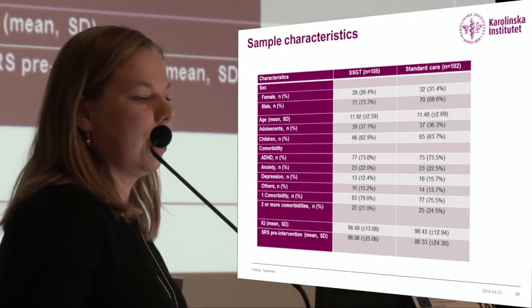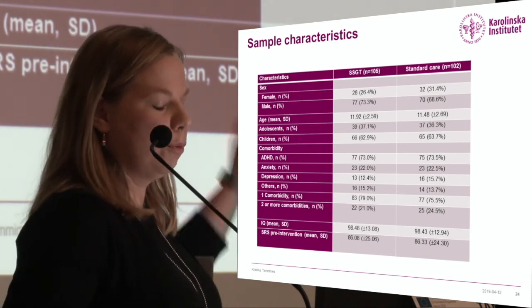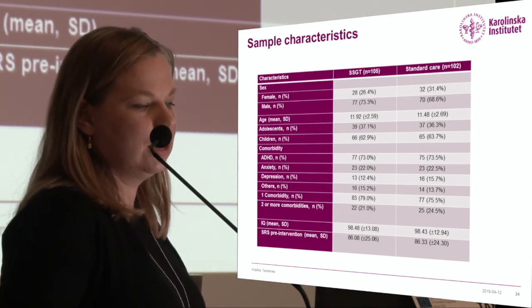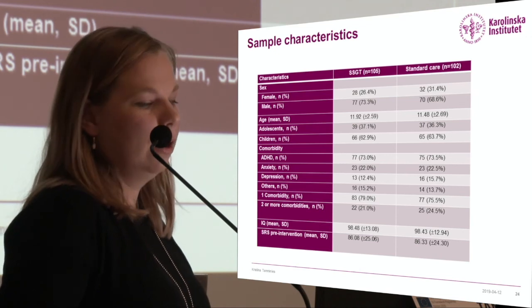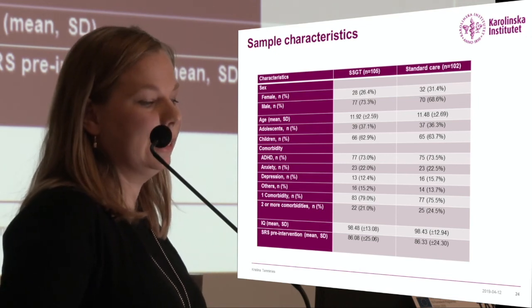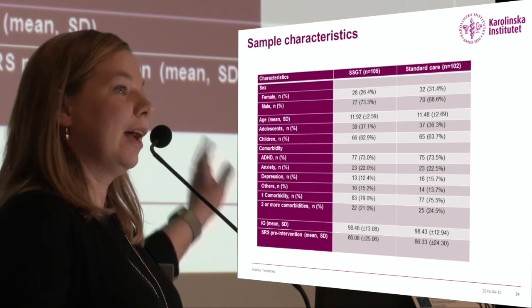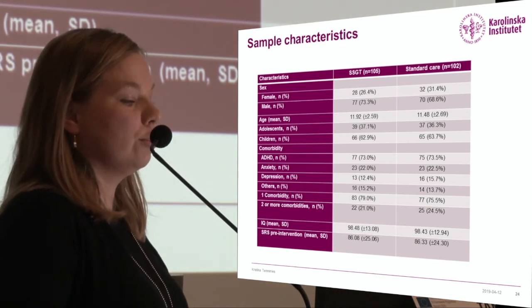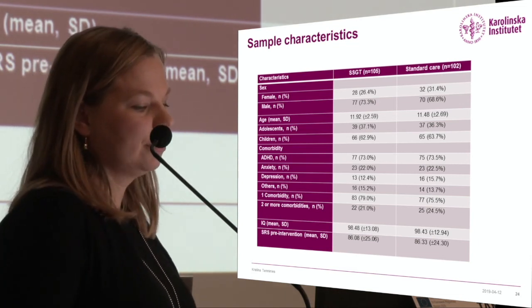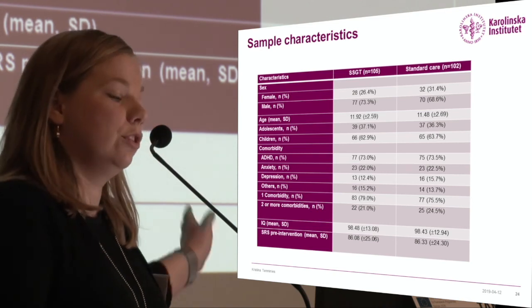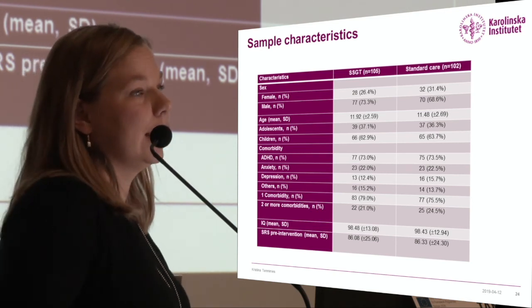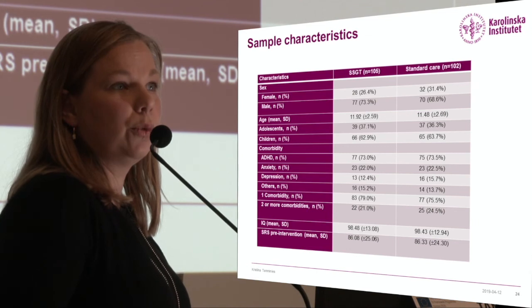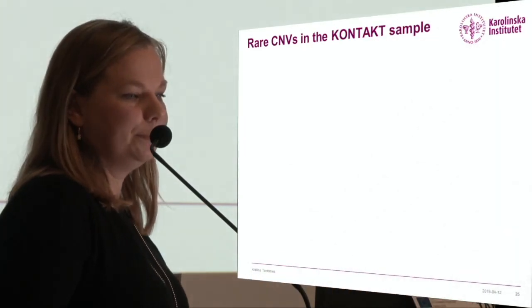And here are just the characteristics. So we have more boys, as in most of the ASD cohorts, and they are roughly adolescents. Most of them have ADHD, but there are also some with anxiety and depression. And as you can see, the IQ is normal. So this is maybe not the typical ASD cohort, because then you would also have those with low IQ.